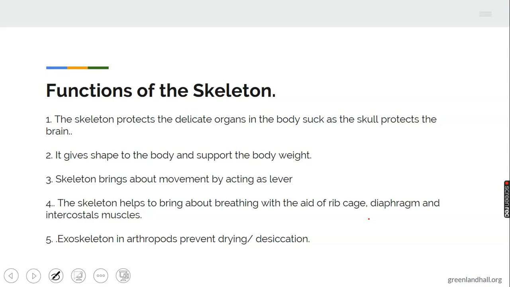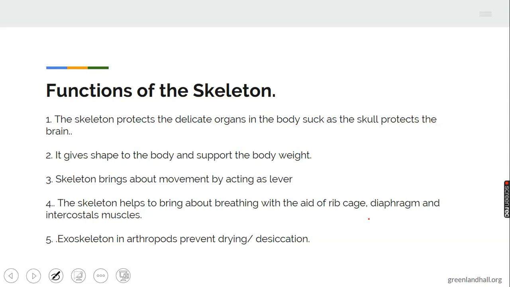Now, having discussed the muscles, we want to look at the functions of the skeleton, which we were supposed to have discussed when we dealt with the skeletal system. Because of time, we couldn't do that. Today we are looking at the functions of the skeleton.